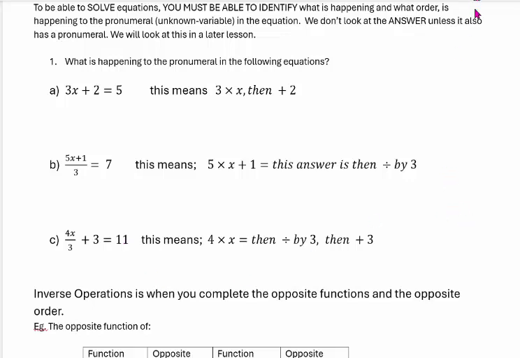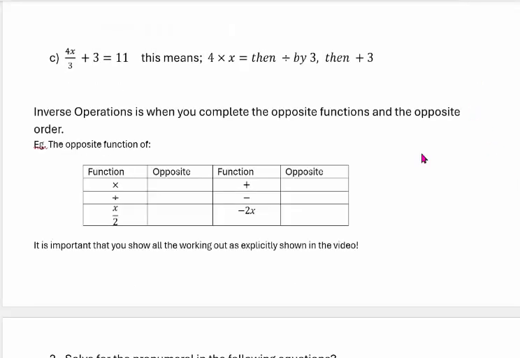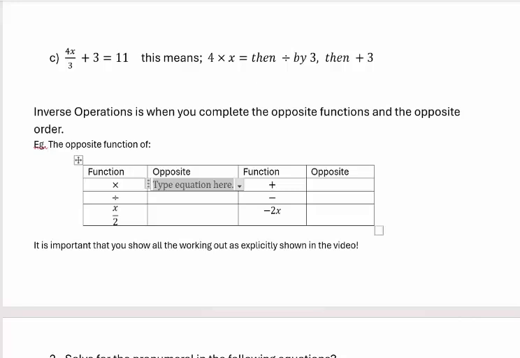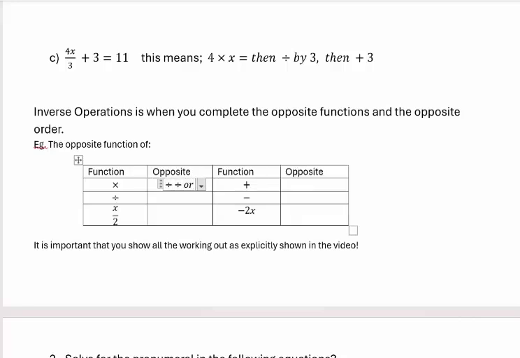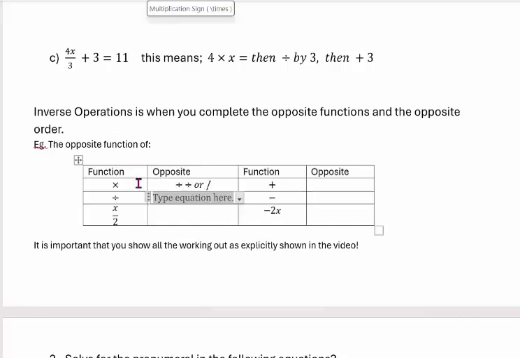So I hope that has helped you understand. They look a bit complex, but really they're not. You just got to be systematic. To be able to solve equations, we need to make sure we know the inverse, which just means the opposite. See how that's why I've written opposite function here. Inverse operations means we use the opposite function. So if I have multiplied, the opposite to multiply is division, or we also use a slant sign. The opposite to division is multiplication.